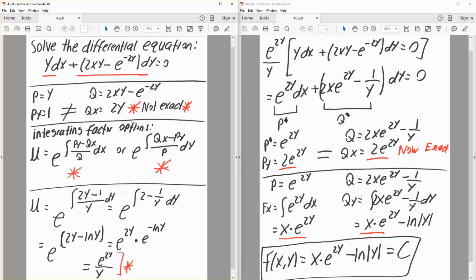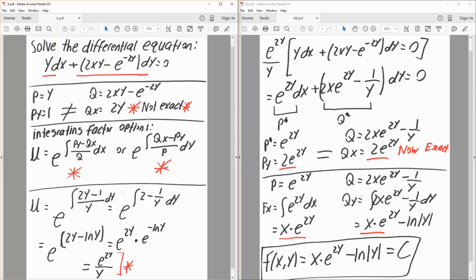in order to make it exact. And so the two integrating factors that we can use are e raised to the integral of (Py minus Qx) divided by Q, or e raised to the integral of (Qx minus Py) divided by P, in terms of dy. And the method that we typically choose, we look at what's being divided by, P or Q. Q is pretty complicated, but P is pretty simple. This is what we generally use. So we'll use this method.